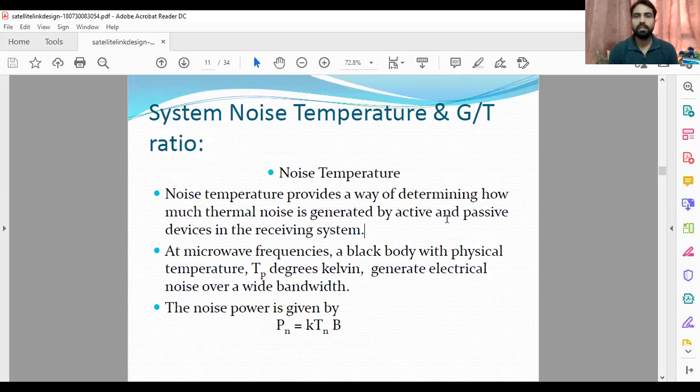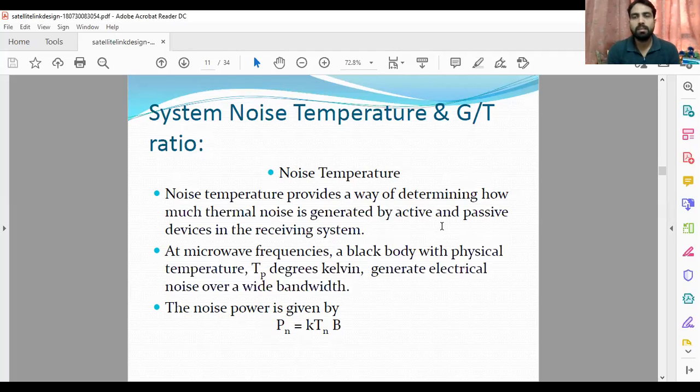Today we are going to have a little discussion about the system noise temperature and basically the gain transmission ratio. It is important what kind of gain we are having and the energy related with this. This is all about the target we are going to work on today.